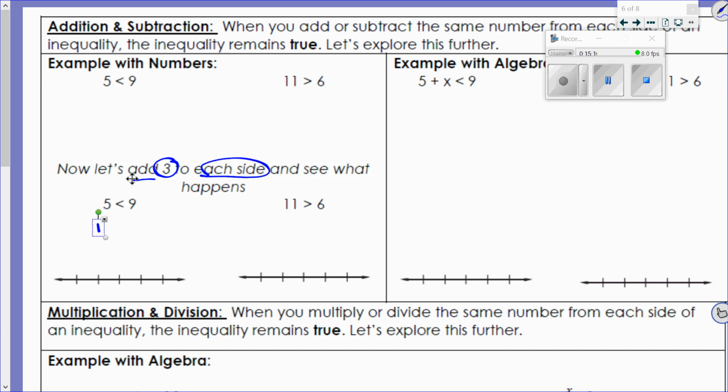So if I add 3 to 5, and I add 3 to 9, then I have 8 less than 12. Is 8 less than 12? So that's still true, correct? On this side, if I add 3 to both sides, is 14 greater than 9? They're still true, right? Now another way to prove this is with our number line. I could say 8, 9, 10, 11, 12. Is 8 less than 12? How do I know that on my number line?